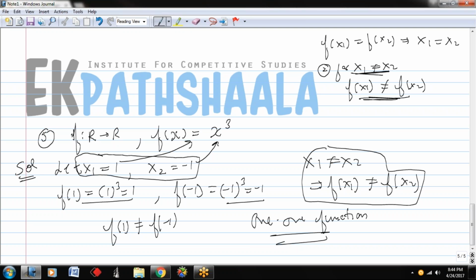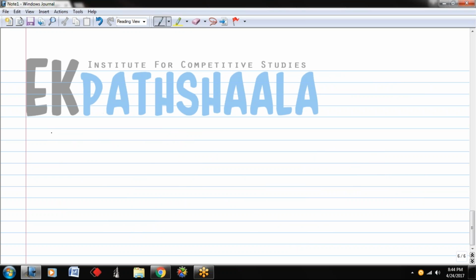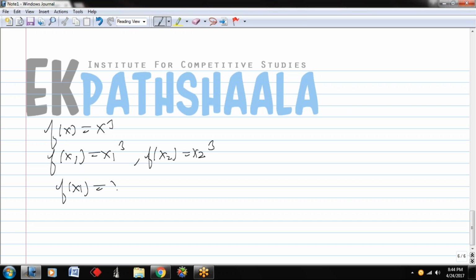Avni, is that clear to you? Let us try to do it from the previous method. f of x was equal to x cube. Let us find f of x1. That would be x1 cube. f of x2 would be x2 cube. Now f of x1 should be equal to f of x2. That means x1 cube should be equal to x2 cube. That means x1 cube minus x2 cube should be equal to 0.